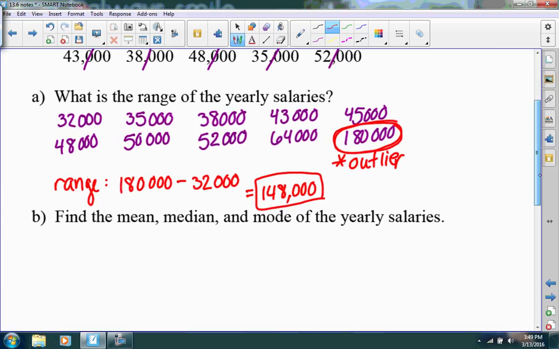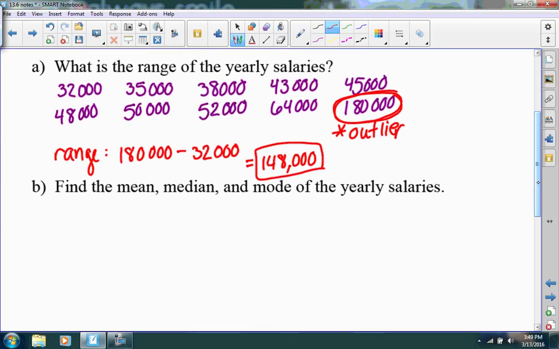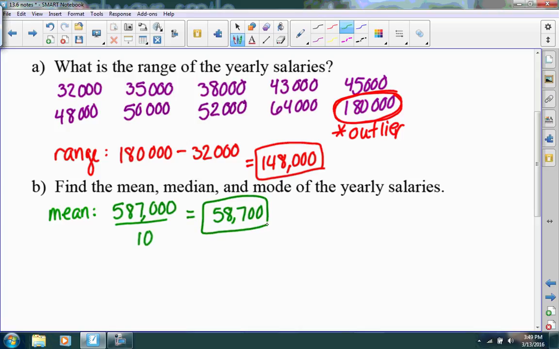Okay, so next we're going to find the median and the mean and the mode. So the mean, remember, that's our average. So again, you would want your calculator here so that you could take your time and you could add up all of these numbers. Now we have 10 numbers all together. So when we add them all up, we should get 587,000. And then we're going to divide by 10 because there are 10 numbers. So then we get 58,700. And again, that's dollars. That's the average.